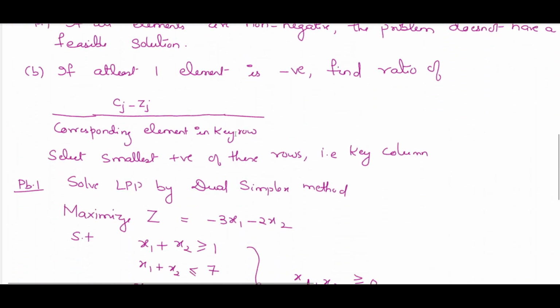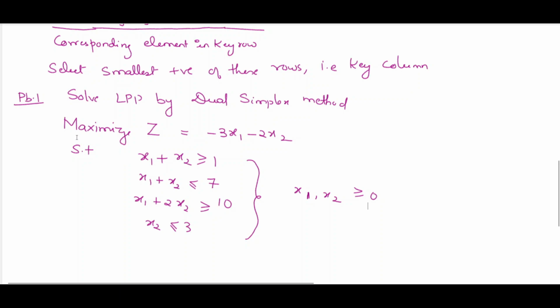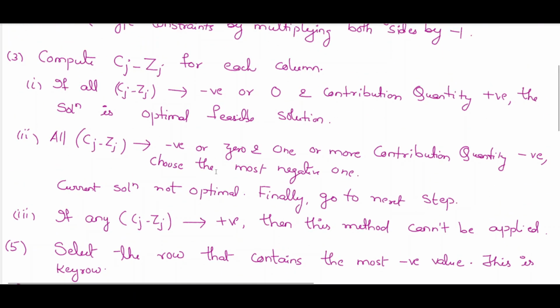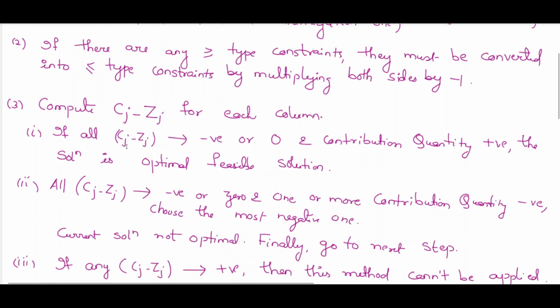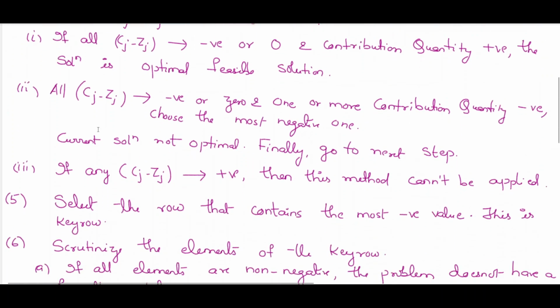But in case of dual simplex problem, if I convert this greater than equal to symbol, you will multiply by -1 here, so your contribution quantity will be negative. So in this case, there are chances that the contribution quantity may be negative. If all the Cj minus Zj are negative or 0, and all the contribution quantities are positive, that is the optimal feasible solution. And if all the Cj minus Zj are negative or 0, but one or more contribution quantities are negative, it means you have to work out and go to the next step.